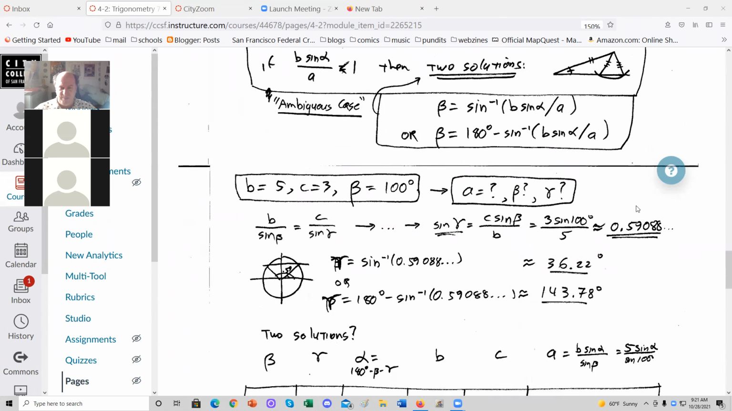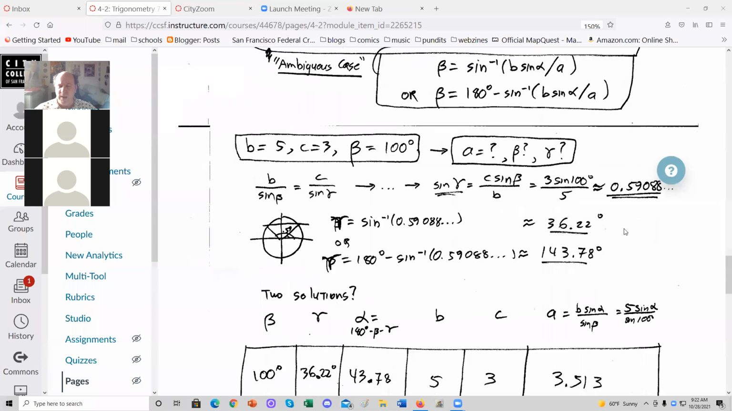So for example, let's say that B is 5, C is 3, and beta is 100 degrees. What are A, alpha, and gamma? Now, here we're given B and beta and C. B over sine beta equals C over sine gamma. After a bit of algebra, that's sine gamma equals C sine beta over B. So we plug in the numbers. 3 sine 100 over 5, which is about 0.59088. Now, okay, so we want to find an angle gamma whose sine is 0.59088.